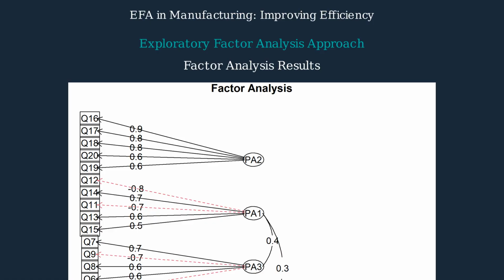The thickness of each line represents the strength of the relationship between variables and factors. The 5 key factors identified were machine calibration, raw material quality, process temperature, staff training level, and maintenance frequency. These factors became the focus of the improvement initiative.